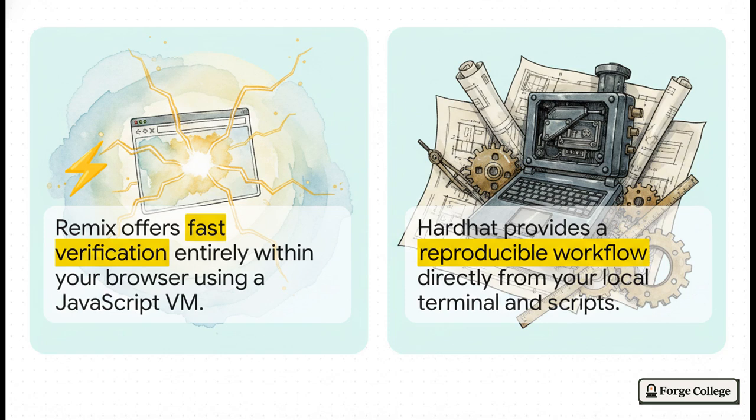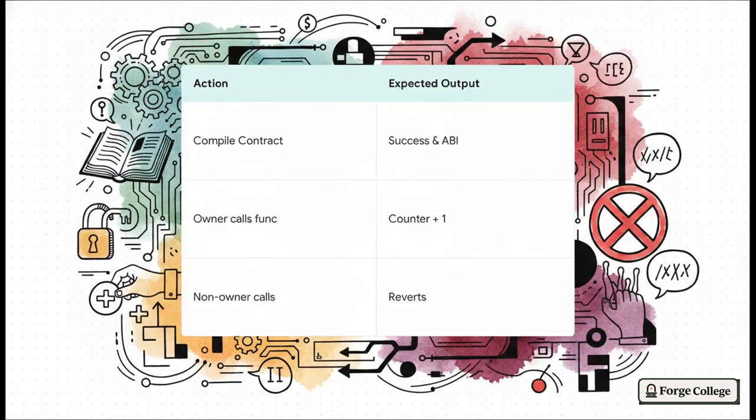But if you're gearing up for a production-ready application, you are definitely going to want the locally reproducible, script-based workflow of Hardhat running straight from your terminal. Whether you decide to use Remix or Hardhat, you are looking for 3 concrete checkpoints for success here. When you go to test this yourself, watch for these exact outputs. First up, clean compilation. Absolutely no errors, cleanly yielding your ABI and your bytecode.